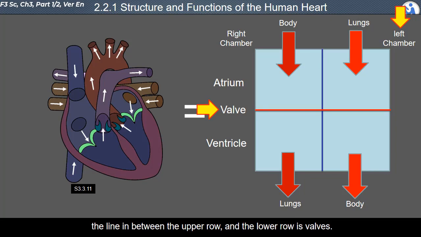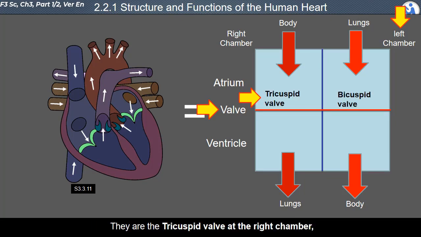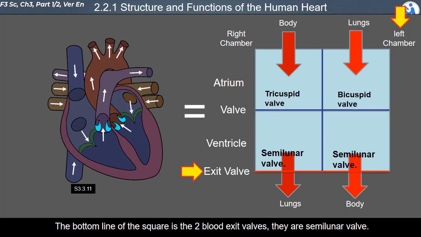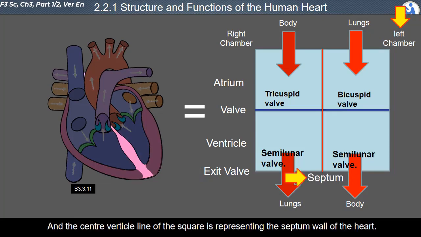The line in between the upper row and the lower row is the valves. They are the tricuspid valve at the right chamber and the bicuspid valve at the left chamber respectively. The bottom line of the square is the two blood exit valves, the semilunar valves, and the center vertical line of the square represents the septum wall of the heart.